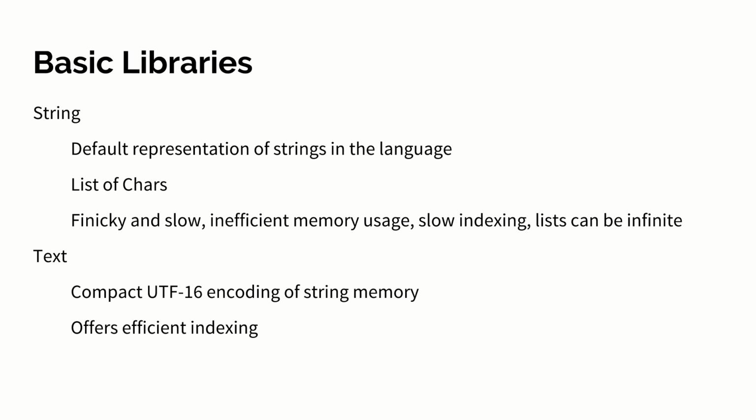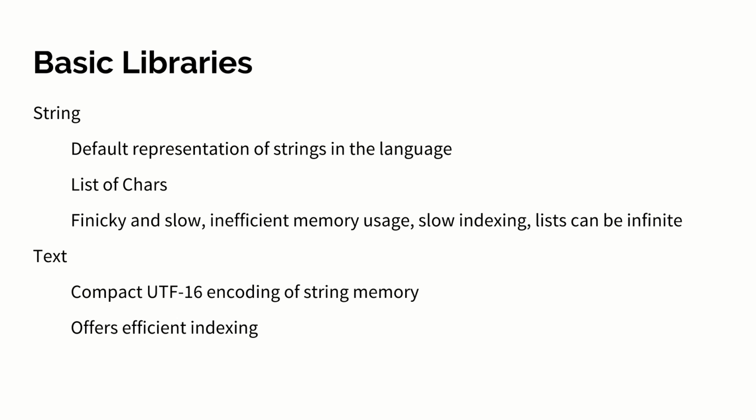The string type is included in Prelude, Prelude being the library that's available by default in Haskell. String is a very simple representation of string that is actually just a list of chars. And while this representation is fairly simplistic, it is actually very finicky and slow. It's an inefficient way to store textual data. It results in slow indexing that takes linear time, and there's also issues generated by the fact that lists can actually be infinite. The text library addresses many of these issues.